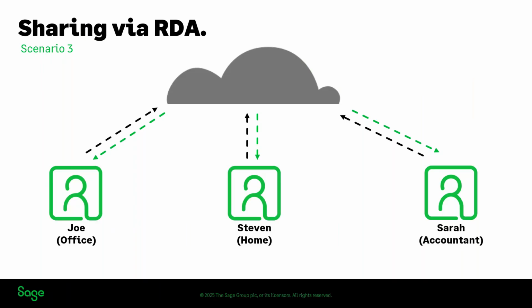So this is scenario 3. You might have a scenario where you have one person in the office, one person at home, and another in a different location. Each person in this situation is classed as a remote site. But bigger processes such as year-end or clear audit trail can be done at any location as long as you're on version 28 and above.